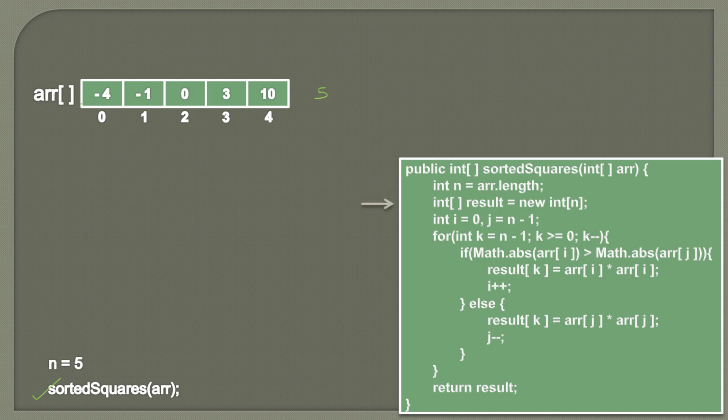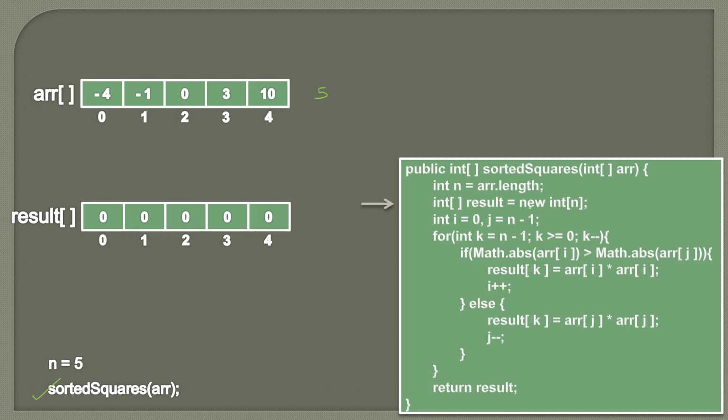Now as we want to square each and every element and return this array all together in a sorted form, we'll first create our result array. This result array will store all these squares in sorted form. So we'll create this new array, we pass in the length as 5. So it will look something like this. These are the default values of the integer array.